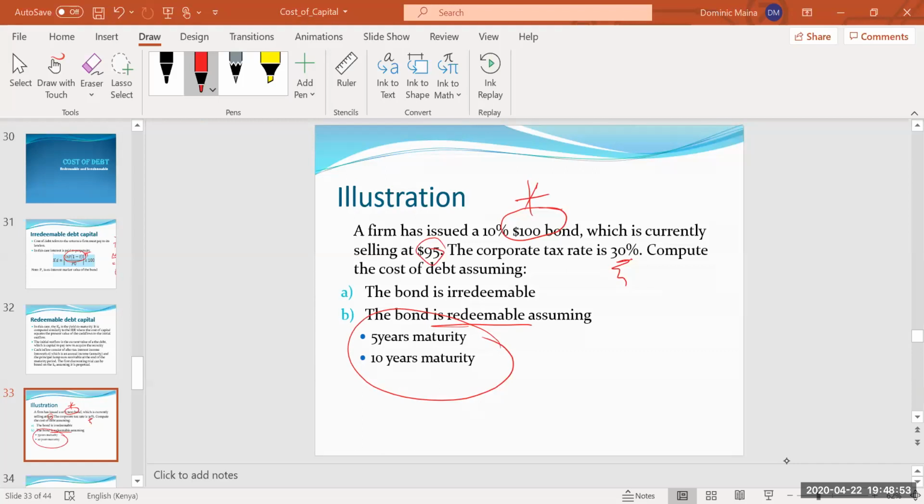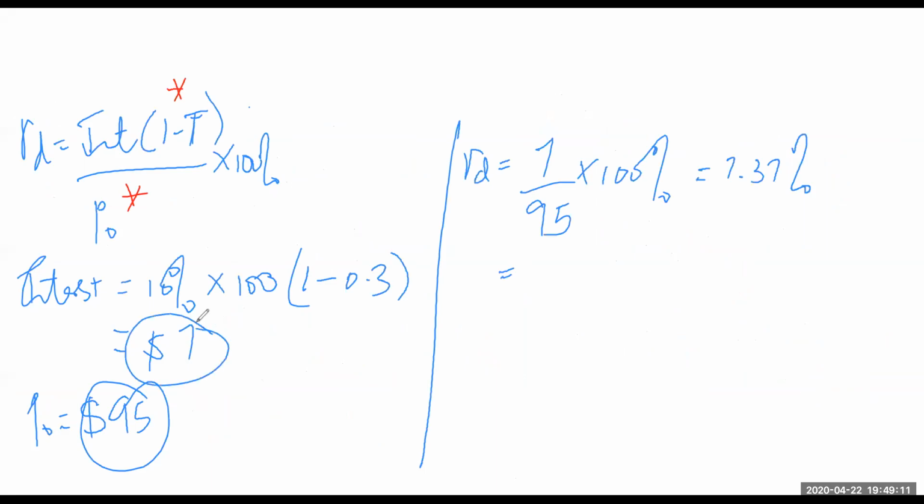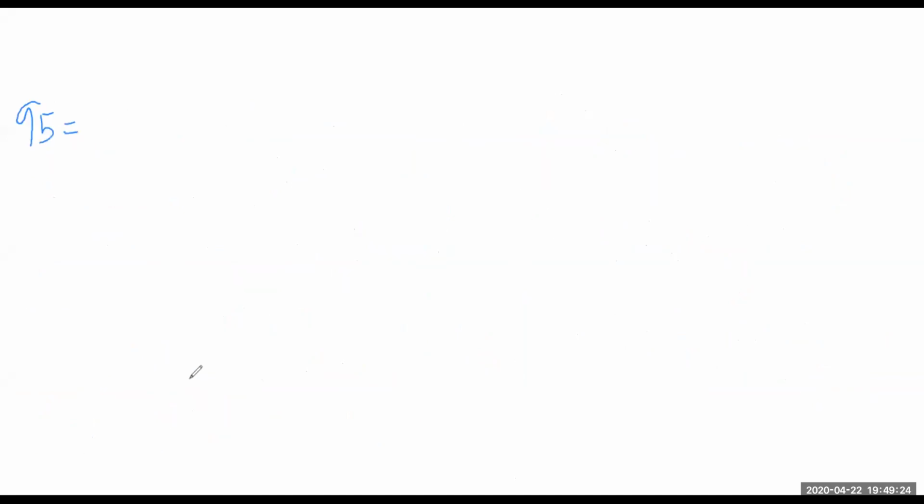So let's go back to our board. We do the question now. For the P naught, we have said the market value of this bond is 95. So 95 is equal to the interest that we get. Going back to our working here, you already have the interest. We discount back to year 0, plus the present value of the redemption value. Therefore, it will be equal to the interest, which we got, 7, times the present value annuity factor.